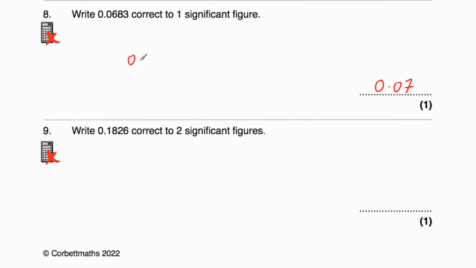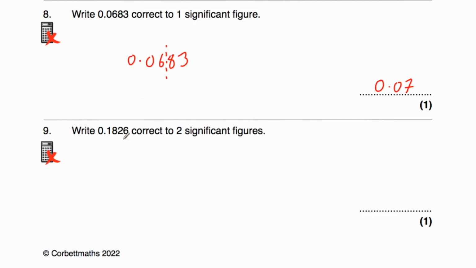Alternatively, we could write our 0.0683. We want to round it to one significant figure. We ignore these 0.0s at the front. This is our first significant figure, so we put our dashed line after it. We look at our 8, and because it's an 8, we round up, so our answer would be 0.07.